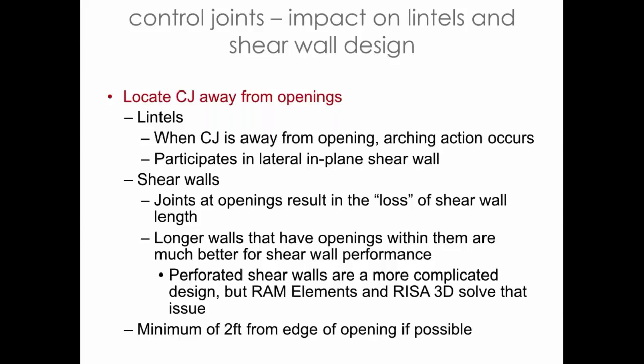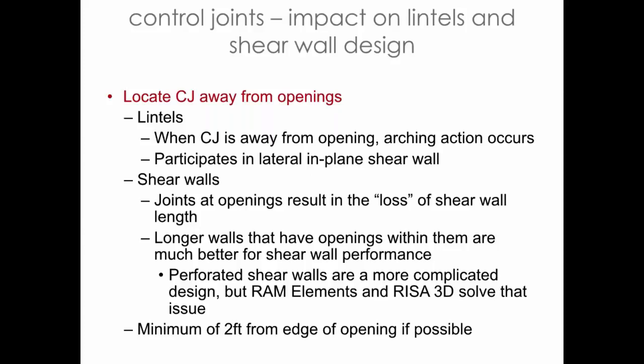So if I drive around and see a control joint at the edge of an opening, it's just overdesigned. Right away, it's just a non-efficient design. It has to be, because we lose arching action. We lose the ability for the wall to just span over the opening all by itself, right? So we can't be putting those control joints at those locations any longer.